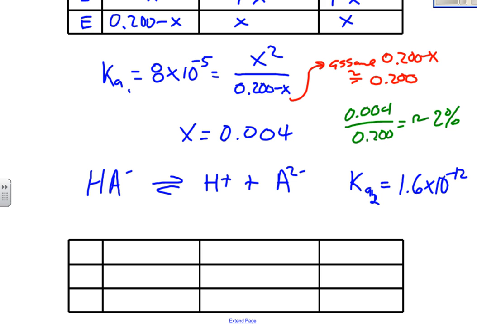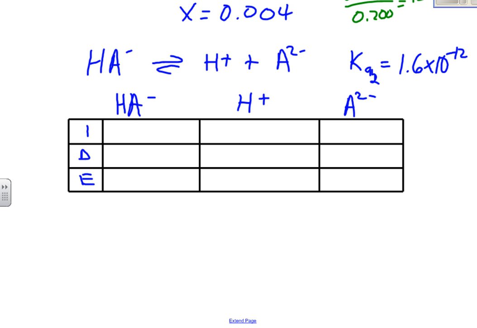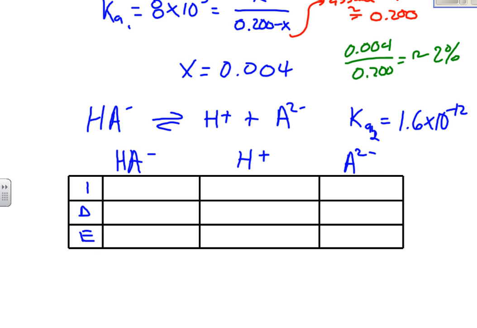We've constructed another table. This time we'll label it with HA minus, H plus, and A2 minus. Initial, change, and equilibrium. Now, the thing I guess we have to remember is that both equilibriums here are happening simultaneously. So it kind of complicates matters.